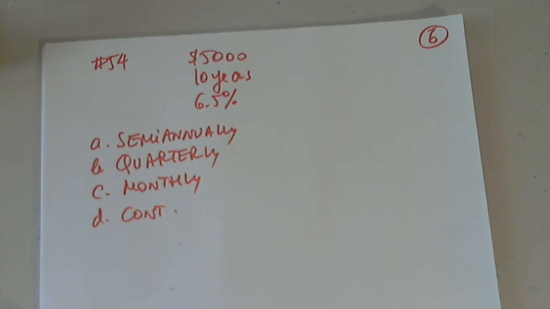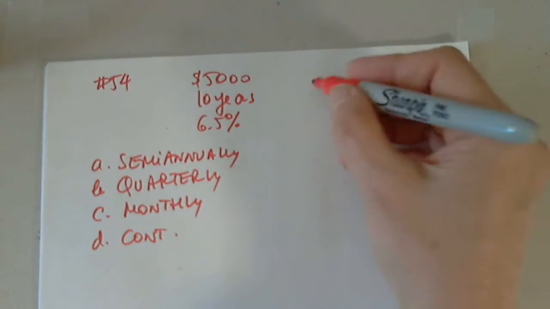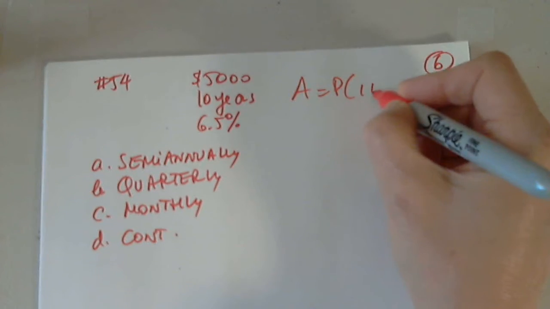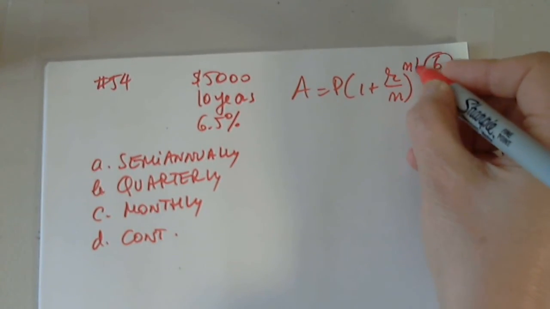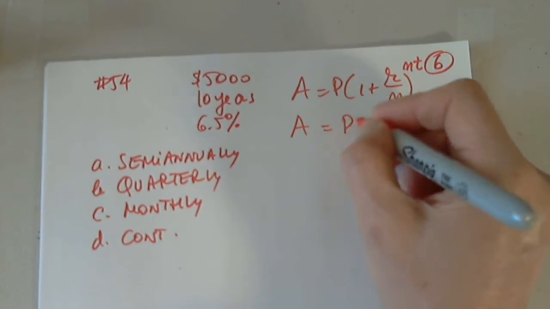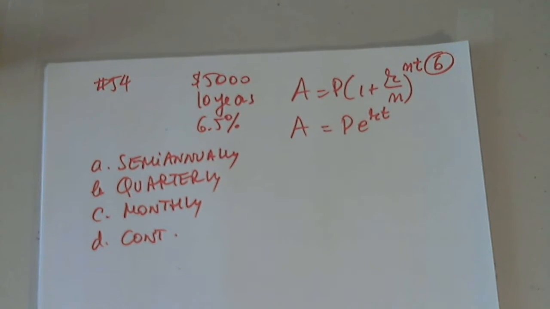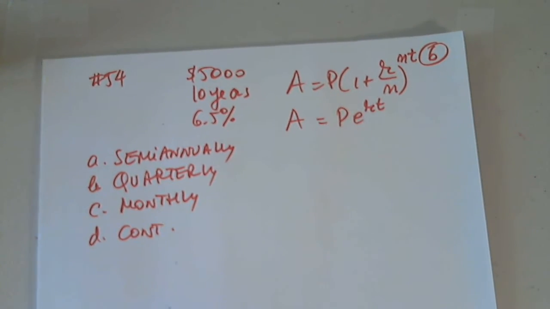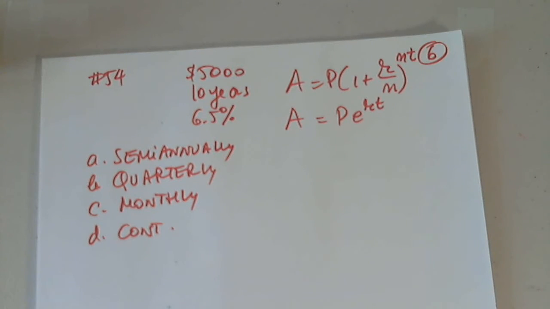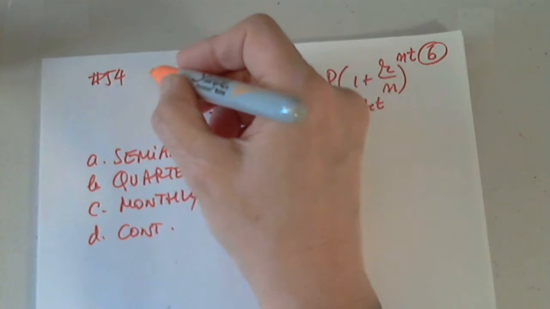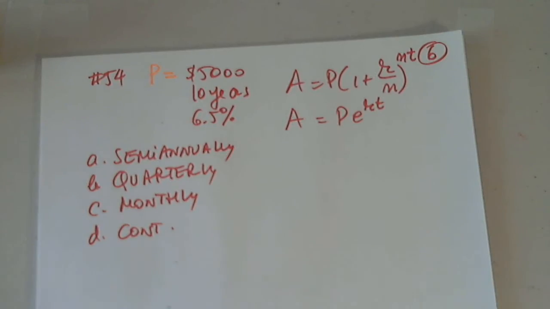Okay, so first of all, we have to identify the two formulas. I'm going to copy them here: A equals P(1 plus r over n) raised to nt, and A equals Pe to the rt. First, let's identify what is given. Can anyone tell us what the 5,000 represents? P, very good. That's the principal.